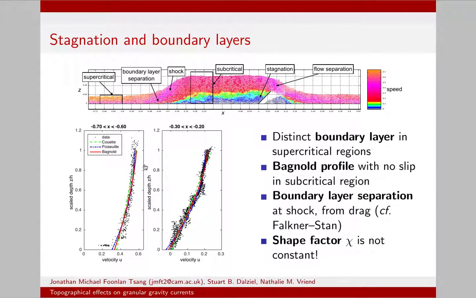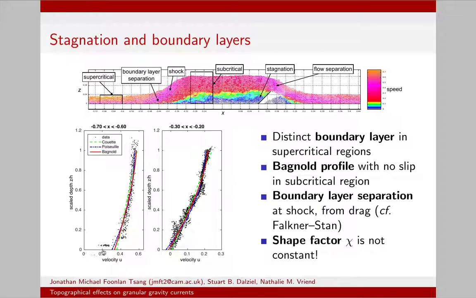To show you more clearly the boundary layer, this is a velocity cross-section of this supercritical region here. And as you can see, there's a boundary layer. Most of the flow is given by a Bagnold profile, but there's this layer of relatively slow grains down here, whereas in this subcritical layer, the whole thing is given by a Bagnold profile. What this means, firstly, is that the shape factor is definitely not constant, because these two profiles are just not the same.